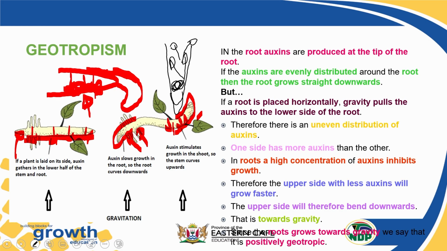So it has an opposite effect on the root. On the root, it inhibits growth. On the shoot, it promotes growth. Hence, this plant is growing downwards, and on this one, it is growing upwards.